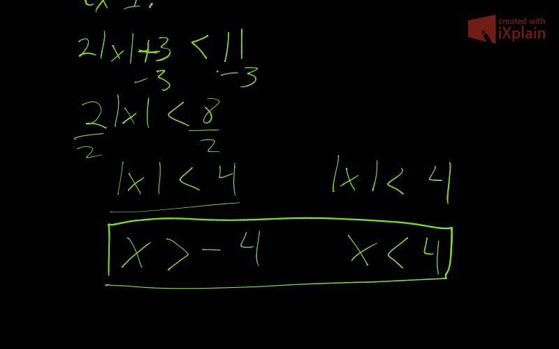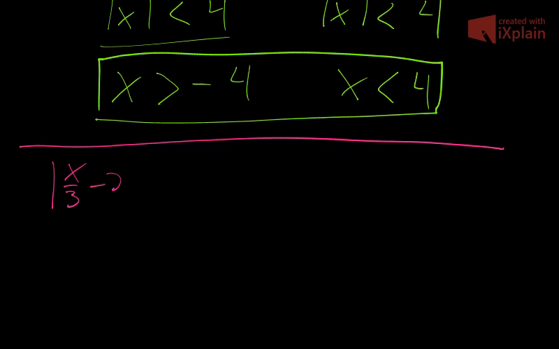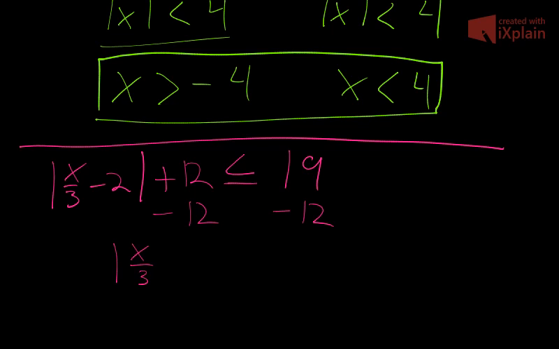So we will keep on going here and try maybe a bit of a harder problem. Here's one I'd like to do. It's going to be absolute value of x over 3 minus 2 plus 12 is less than or equal to 19. So the first thing I want to do is to still get my absolute value by itself. And so to do that, I'm going to get rid of this 12 by subtracting it. I'll end up with absolute value of x over 3 minus 2 is less than or equal to 7.